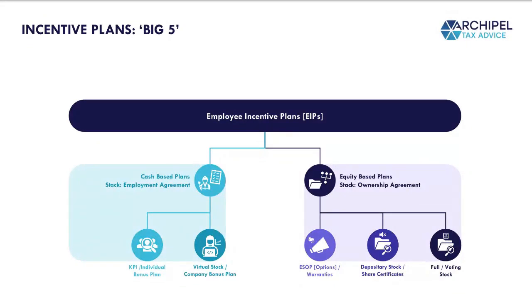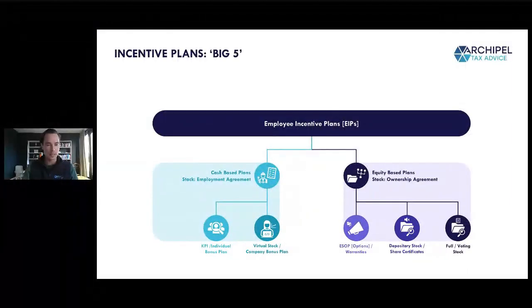And then if we look at equity-based plans, this is a little bit of a hybrid one, but I include there the ESOP, so the employee stock option plan, which gives employees a call option to equities in the company, which they can call when certain milestones are hit at a certain strike price. Then we have depository stock or share certificates, which I've come to find out is mainly a Dutch thing.